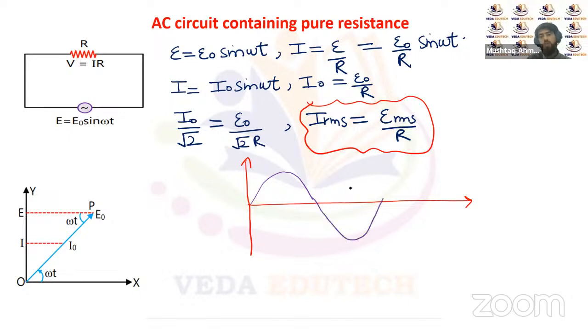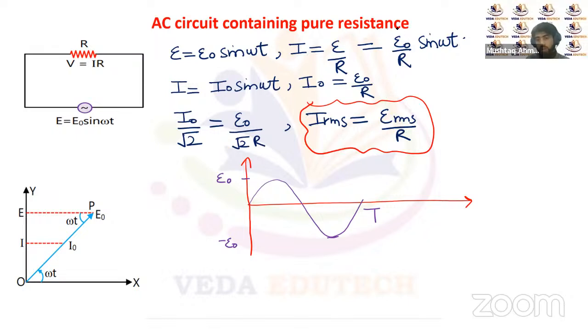This will be the graph for this AC voltage. This is the maximum value of the AC voltage, E naught, and this is minus E naught. This will be the time period for this AC voltage. You can see here the frequency for the current and the voltage is the same. Now, if we plot this current, you know that current is E naught upon R sine of omega t.